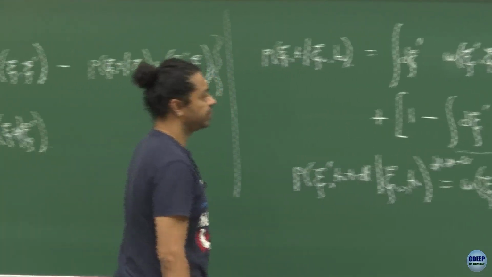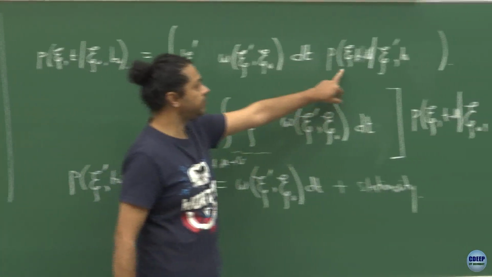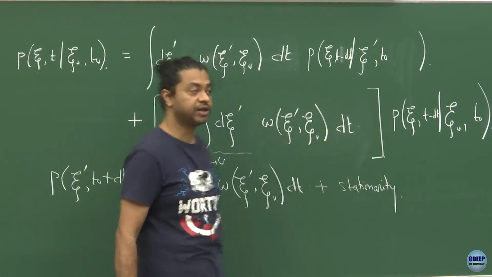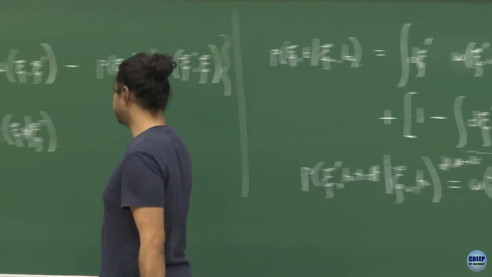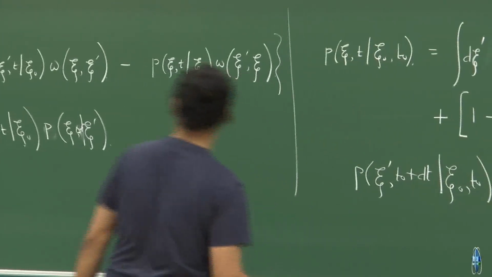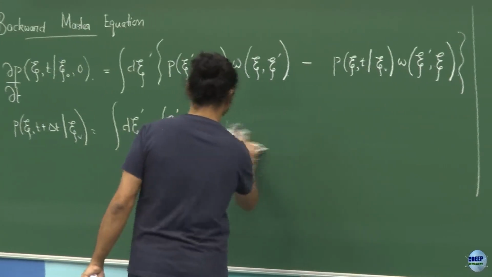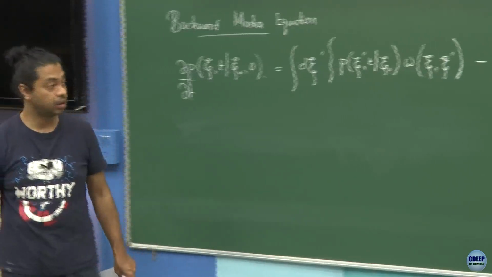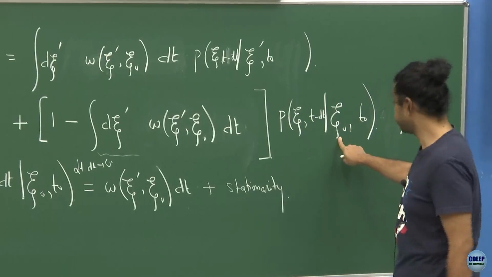Now, I will Taylor expand these probabilities. I have p of psi, t minus dt, p of psi, t minus dt. I will Taylor expand these probabilities, keeping terms up to lowest order. Let me keep the forward equation so that we can contrast later.